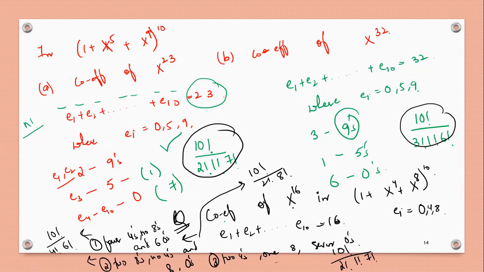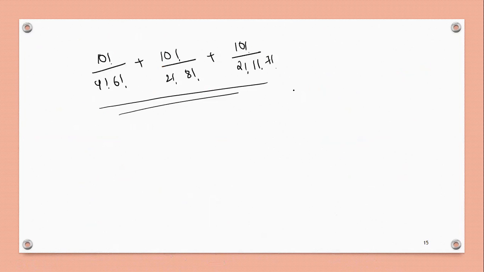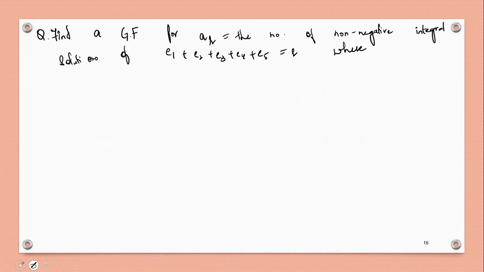But for x power 16, we have three different ways. So you have to consider all the ways to write the coefficient. So this is the reason we are getting this type of problem. Now, I said vice versa is also true.